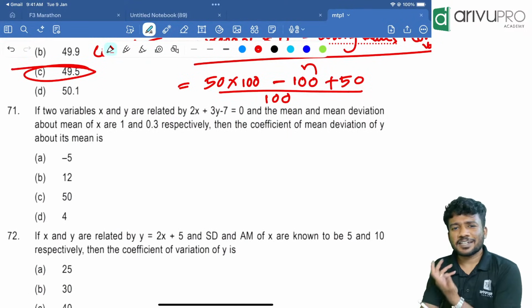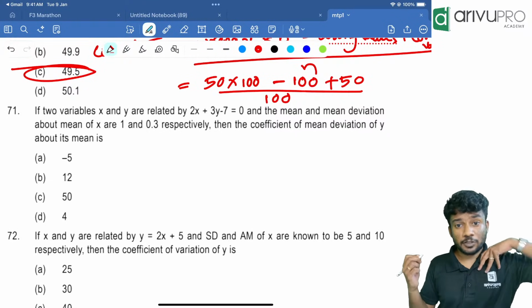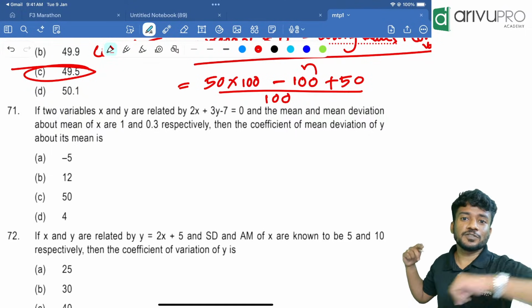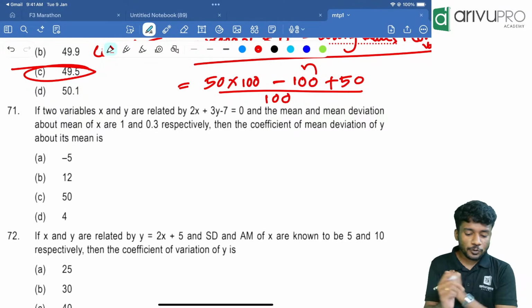Now another repeated type of question, people. This is a question which I used to say that is very important because there were many attempts in which these type of questions were repeated. Please look into this question.